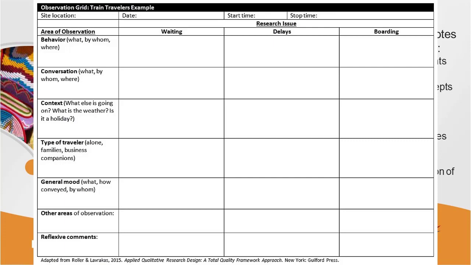Here is another example. Again, the observation guide leaves a lot of space for interpretation and notes by the observer. Here, the researcher is observing the behavior of people while they travel in a train. The main categories of behaviors are on the left-hand side, and then observations are made during 3 phases of travel. Firstly, the waiting period, and then in the case of delays, and then during boarding.